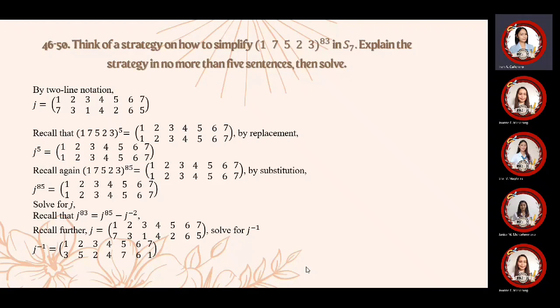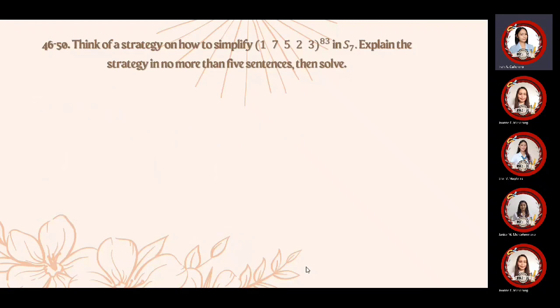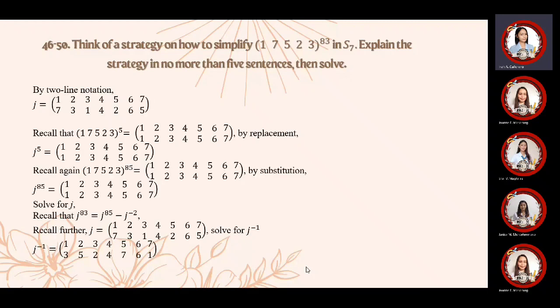So recall that J raised to 83 is equal to J raised to 85 times J raised to negative 2. Recall further that J is equal to 1 maps to 7, 2 maps to 3, 3 maps to 1, 4 maps to 4, 5 maps to 2, 6 maps to 6, and 7 maps to 5. Solve for J raised to negative 1, or J inverse. Our J inverse is equal to 1 maps to 3, 2 maps to 5, 3 maps to 2, 4 maps to 4, 5 maps to 7, 6 maps to 6, and 7 maps to 1.